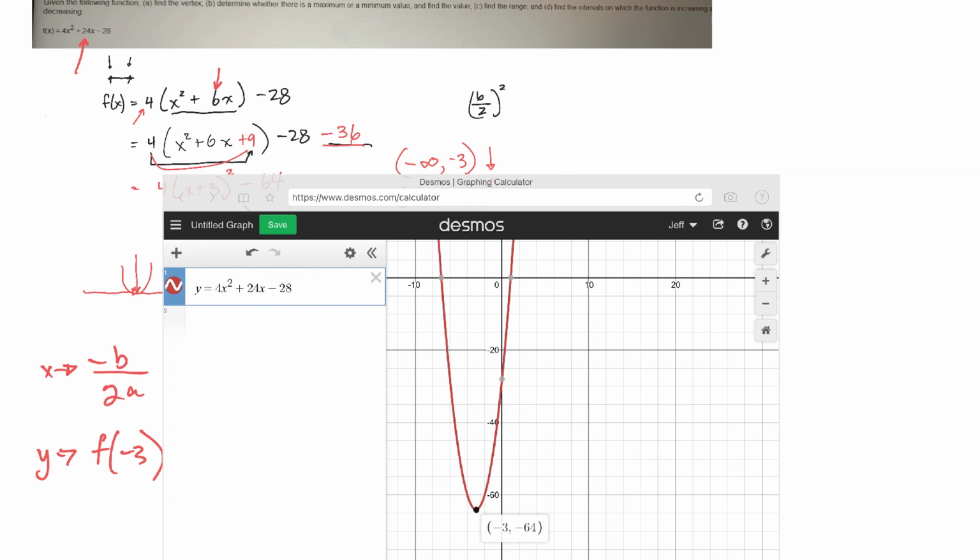If they don't tell you that you have to use completing the square, just because of this stuff in here, remembering how to do all of that and making sure your signs are correct is a little tricky. So if they don't ask to complete the square, then using the formula works fine.